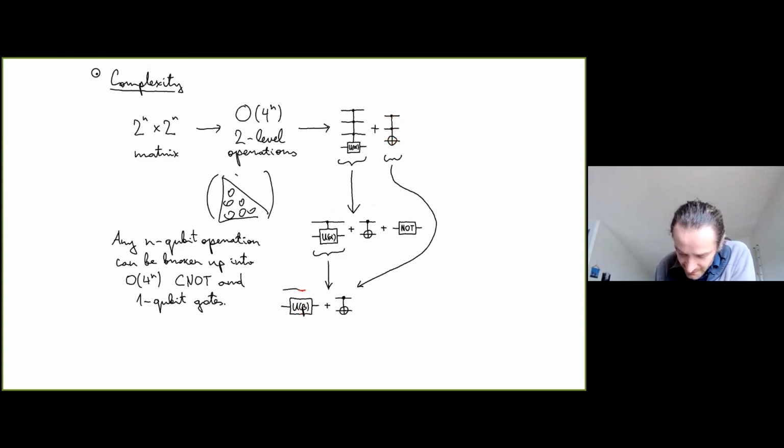And so what it means is that any huge 2 to the n by 2 to the n matrix, by going through this procedure systematically, you can always break it down into these elementary gates that act just on a single qubit and rotate by some arbitrary angle, and this 2-qubit gate, this CNOT gate. All right, so this kind of shows some kind of a completeness.